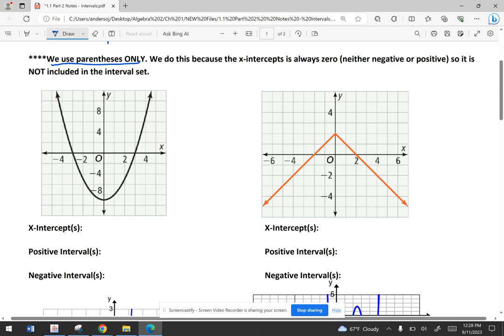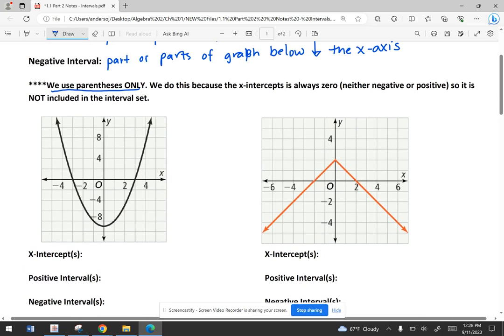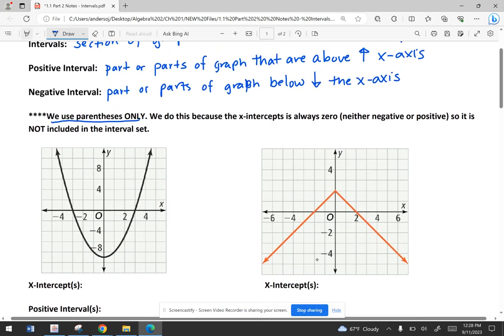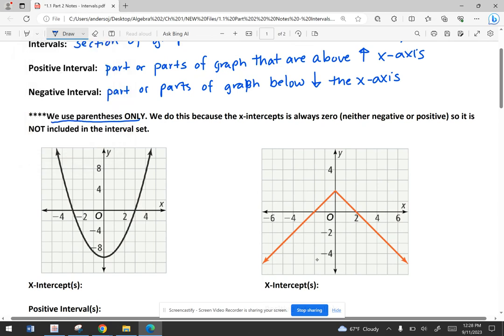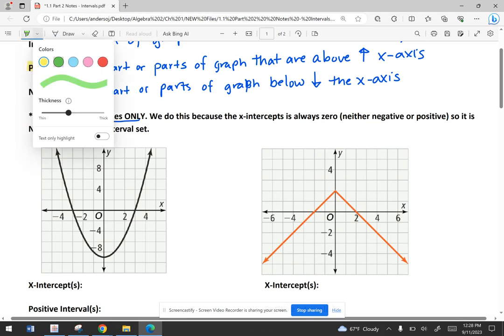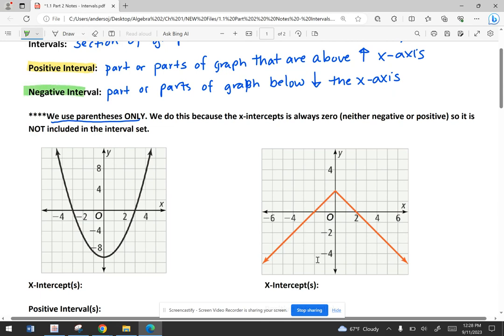So I'm going to define what I'm going to use for positive and what I'm going to use for negative. I'm going to use two different color highlighters. I'll go ahead and use yellow for my positive, and I'll use green for my negative. You can use whatever two colors you have available, and you can define which one you want to be positive and which one you want to be negative. Just try to keep it consistent so it will help you out.